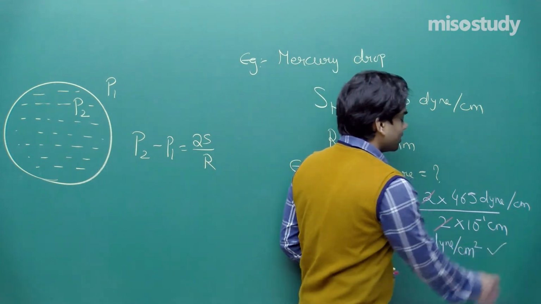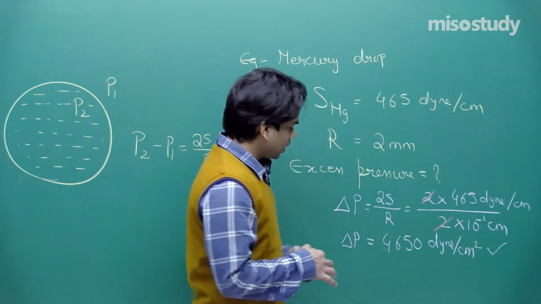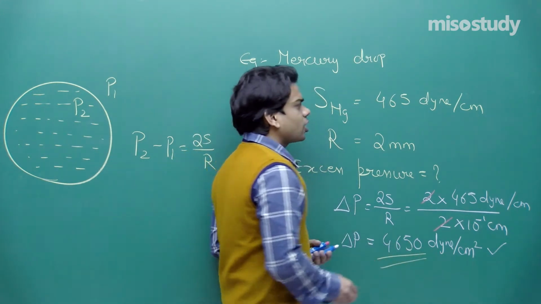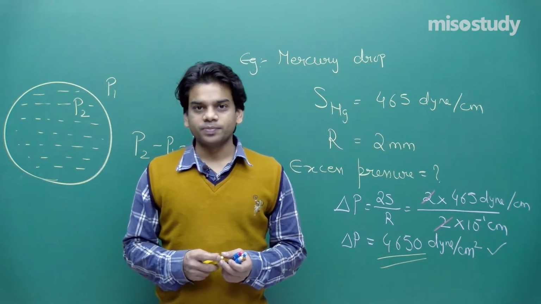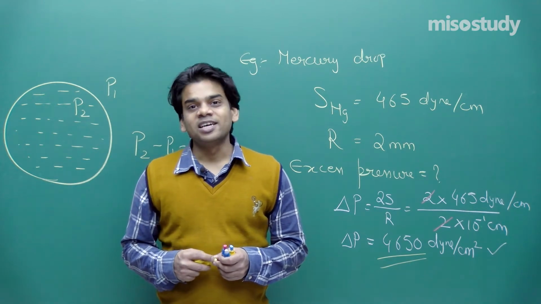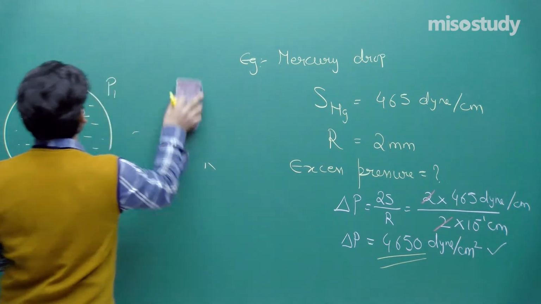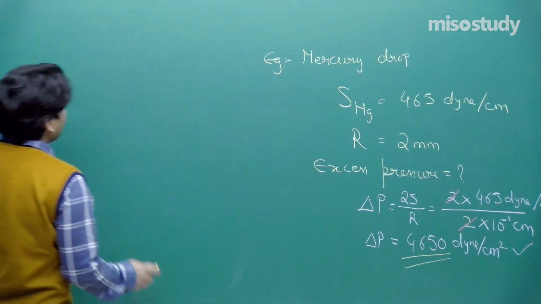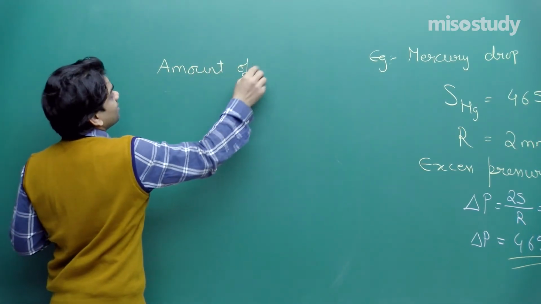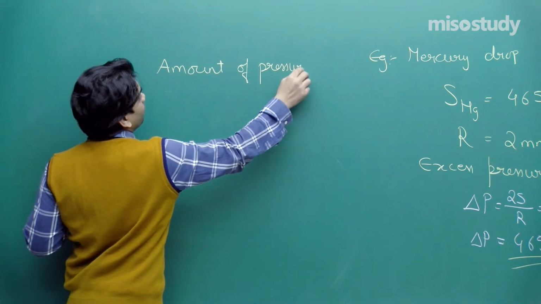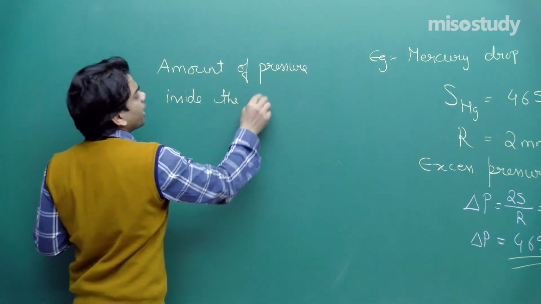Now you can easily convert the unit into proper SI units also, that you can do on your own. I'm leaving it up to you. You can see this is the excess pressure existing. Now in the same question, suppose it is asked, what is the amount of pressure inside the drop, if the atmospheric pressure is given as 1.013 into 10 to the power 6 dyne per square centimeter? What do I mean to say? Suppose this is asked from you, then how can you solve such a question?